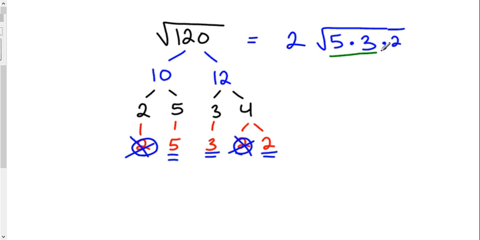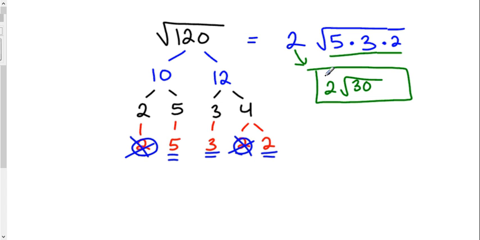5 times 3 is 15. 15 times 2 is 30. So that becomes radical 30. Nothing to do with this 2. Square root of 120 simplifies down to 2 times the radical of 30.